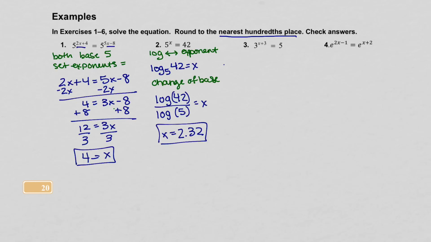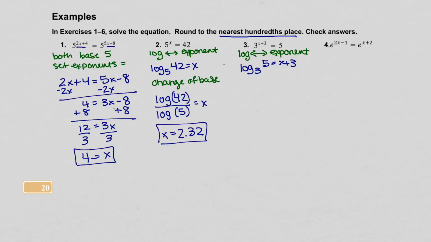The next one is very similar. I'm looking at it, and I feel like the same steps are going to be in place. I know that I'm going to use a logarithm because it will undo my exponent. So my log base is 3. So log base 3 of 5 is x plus 3.